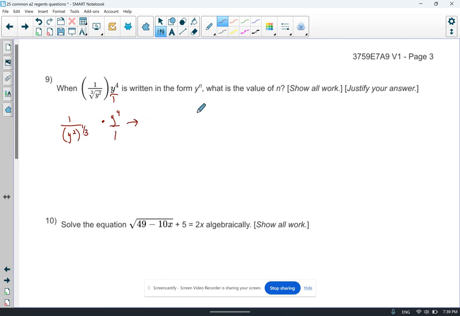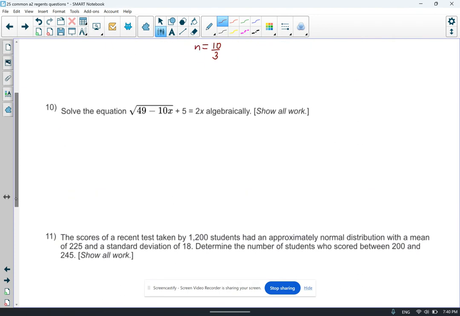I then raise a power to a power, so that becomes 1 over y to the 2/3 times y to the 4th over 1. And when I multiply across, I get y to the 4th over y to the 2/3. And then, of course, you remember your division rules. And so with your division rules, you keep the base and you subtract your exponents. So this becomes y to the 10/3. And don't leave your answer like that. What is n? N is 10/3.